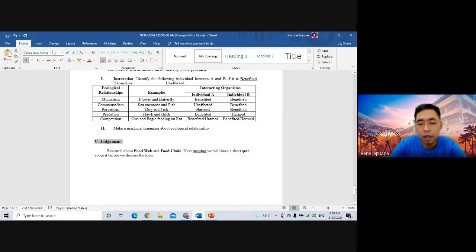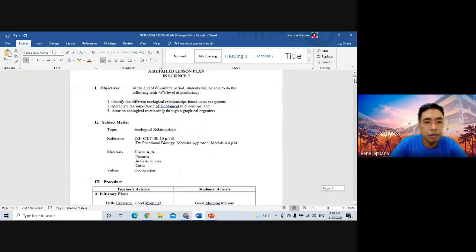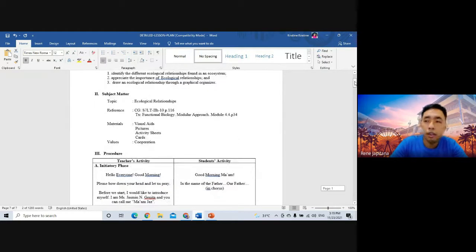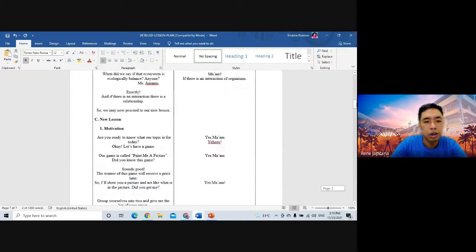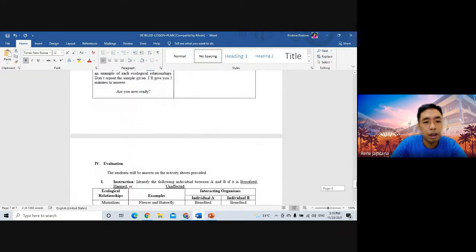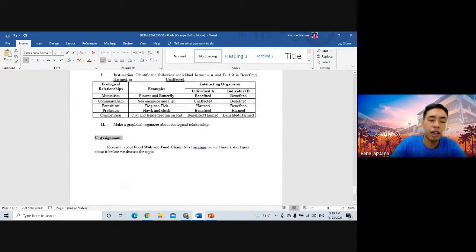So to repeat, the first part is the objectives. The second part is the subject matter. The third part is procedure. The fourth part is the evaluation. And the last part is assignment.